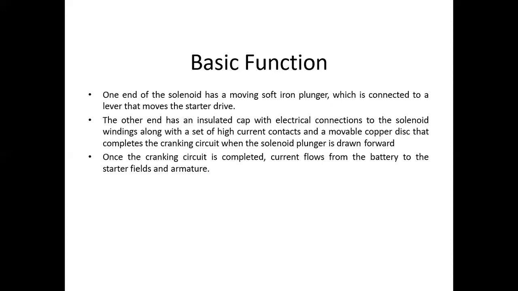One end of the solenoid has a moving soft iron plunger, which is connected to a lever that moves the starter drive. The other end has an insulated cap with the electrical connections to the solenoid windings, along with a set of high current contacts and a movable copper disc. That completes the cranking circuit when the solenoid plunger is drawn forward. Once the cranking circuit is completed, current flows from the battery to the starter field and armature.